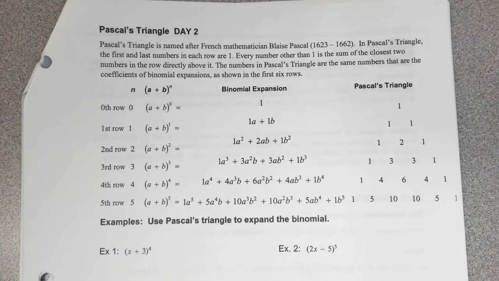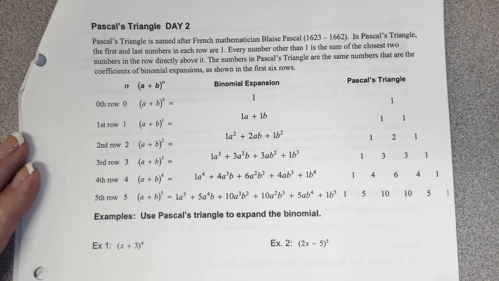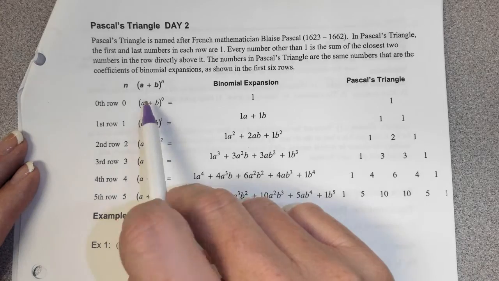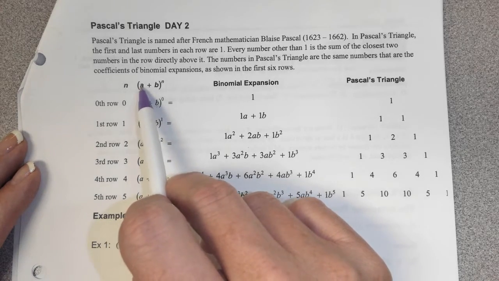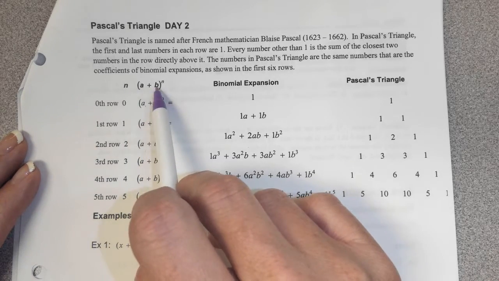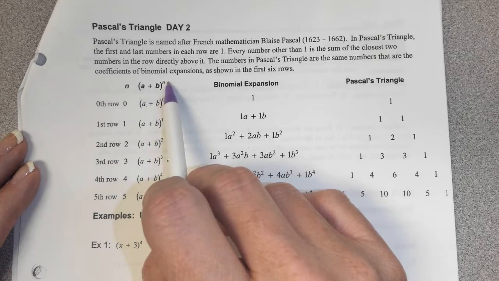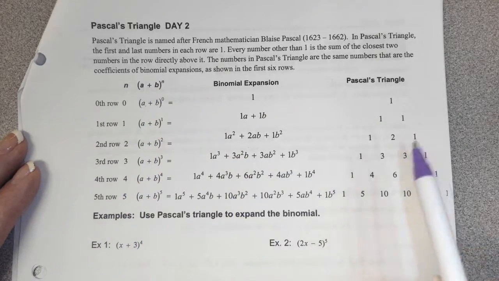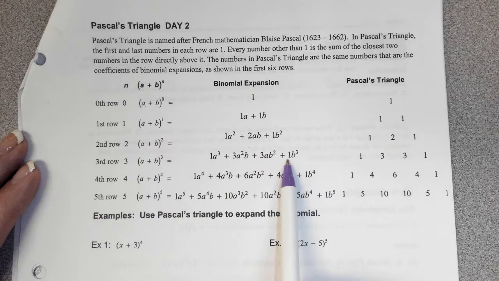Alright, so today we are going to be looking at binomial expansion. Binomial expansion means that I have a binomial, meaning a factor that has two terms, and I want to raise it to a certain power. The expansion is what we get after we do that multiplication.